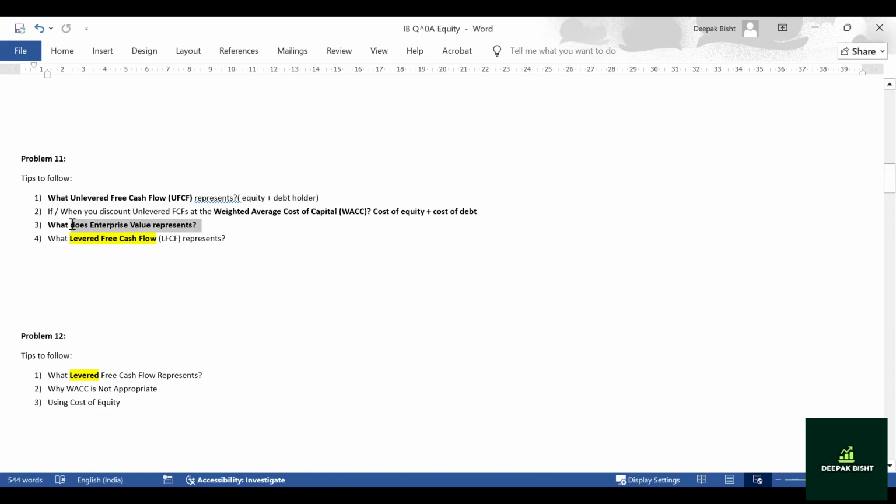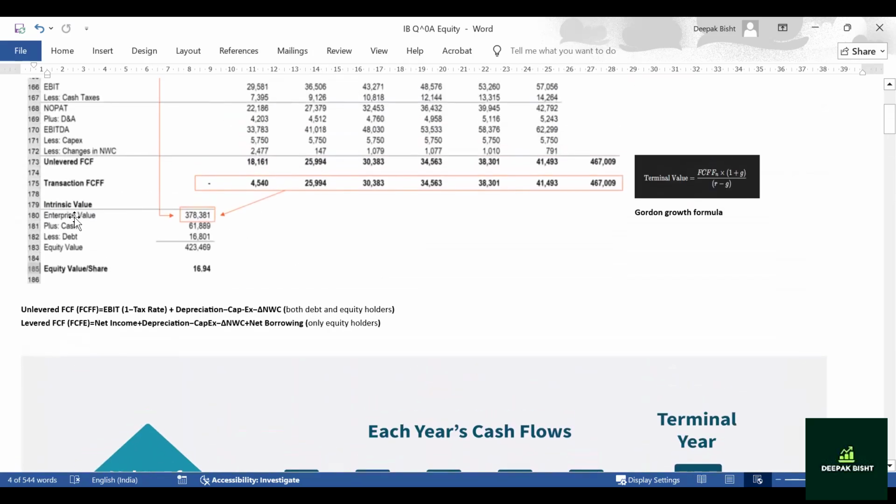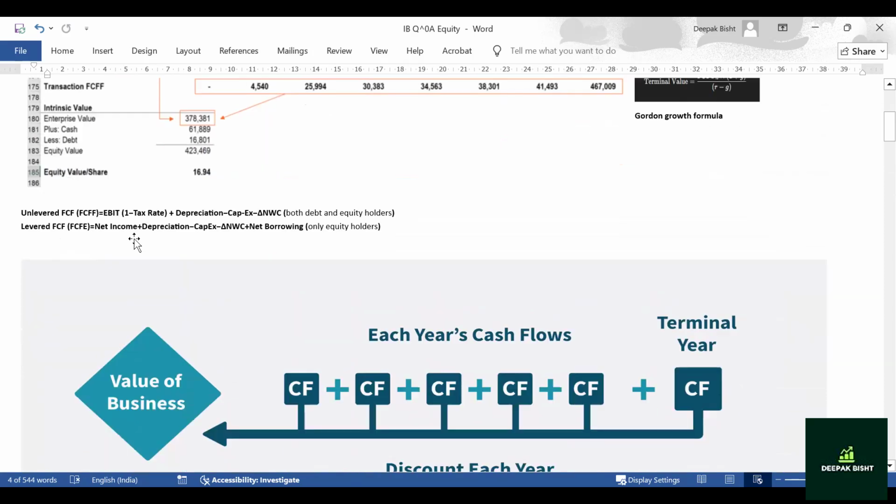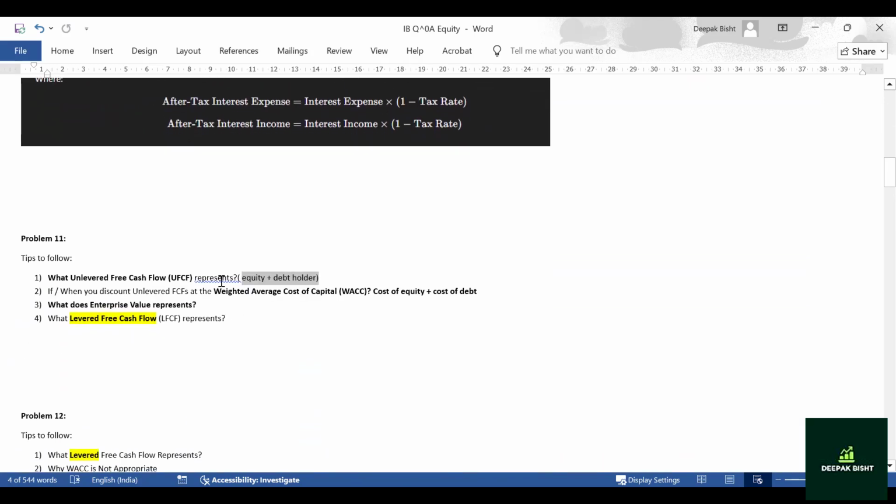So what does enterprise value mean? Enterprise value means that the cash flow is available to both equity and debt holders, to the whole firm. That's why free cash flow to firm is calculated. Enterprise value represents the total value of the firm's core operations, independent of its capital structure. To get equity value, we then adjust for the non-operating items.